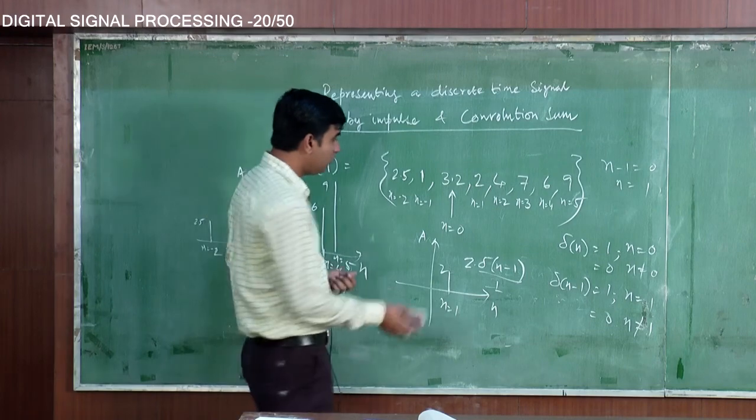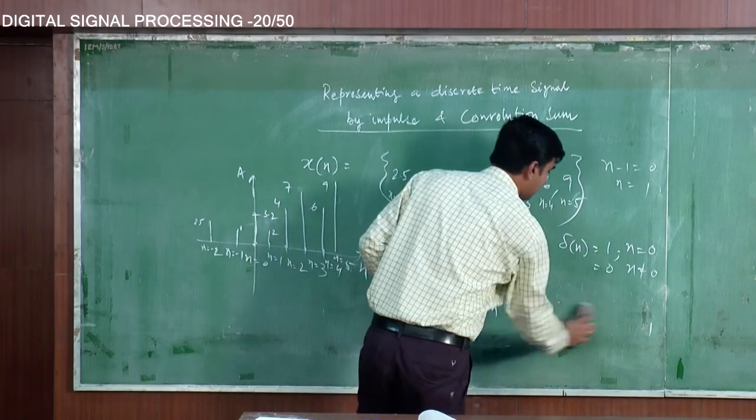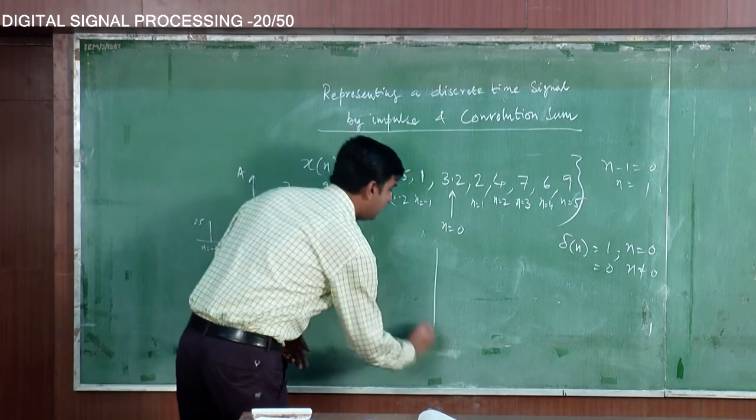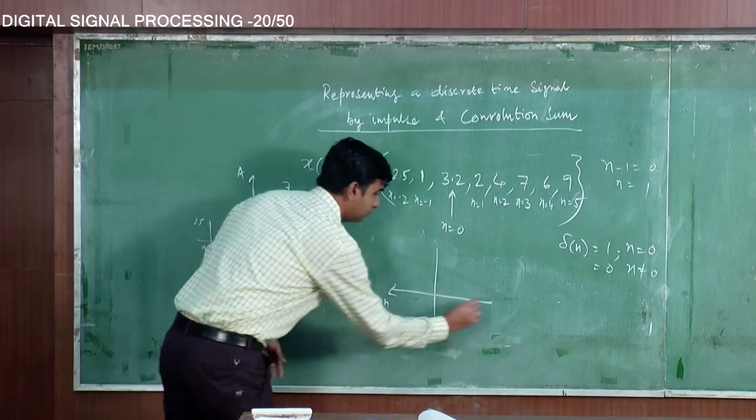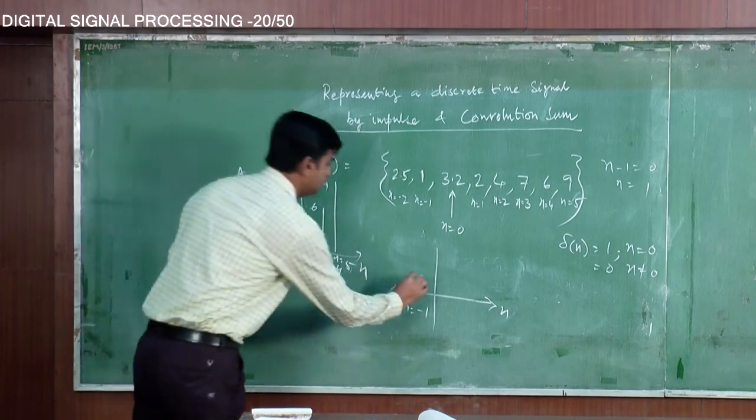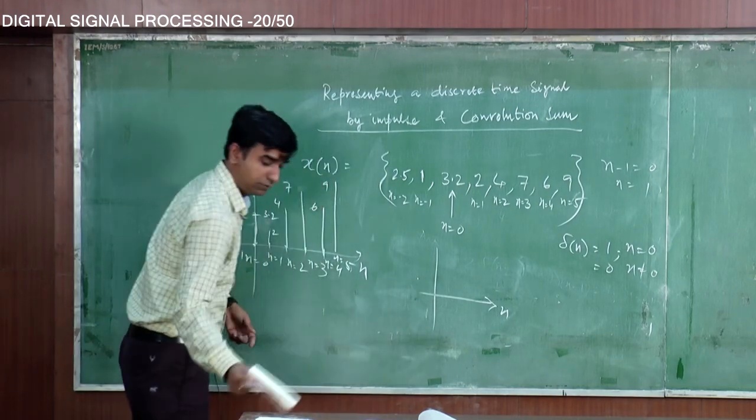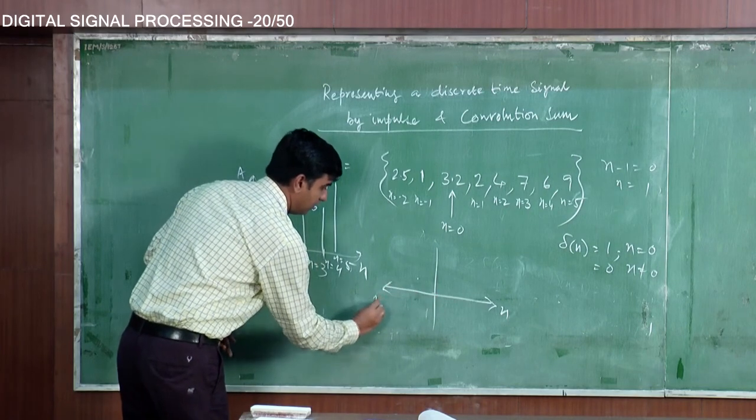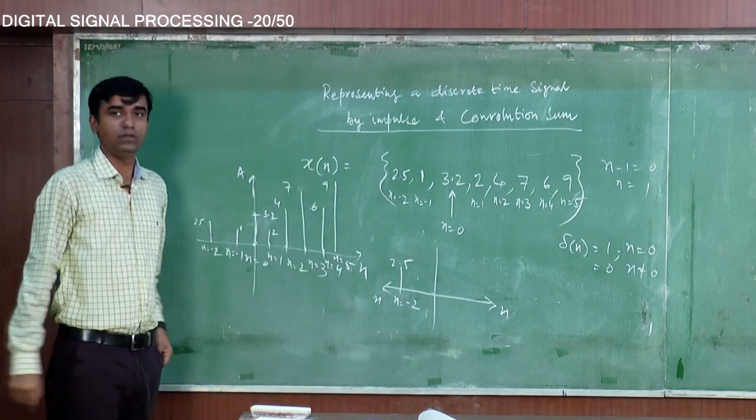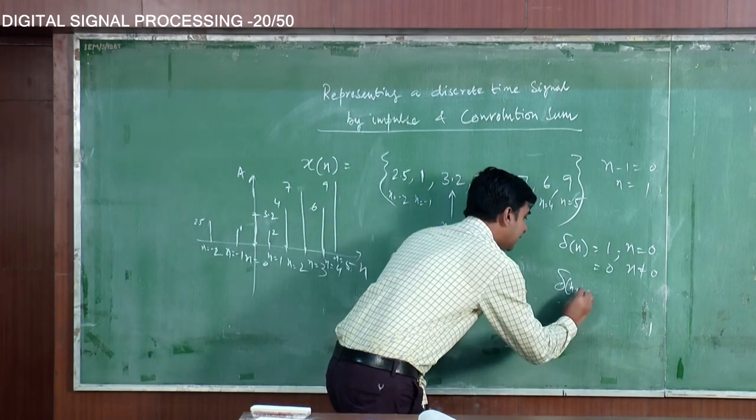And likewise, if you take a negative-side signal, at n equal to minus 1 this value is also 1. So let us take another value, at n equal to minus 2, where the value is 2.5. Now how can we write this? Can I write this as δ[n+2]?